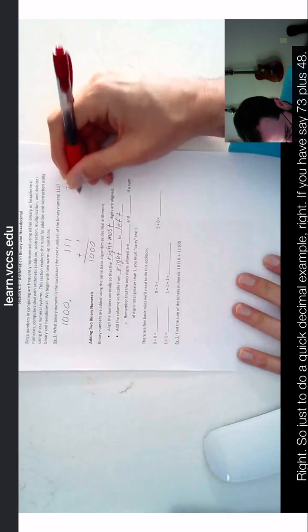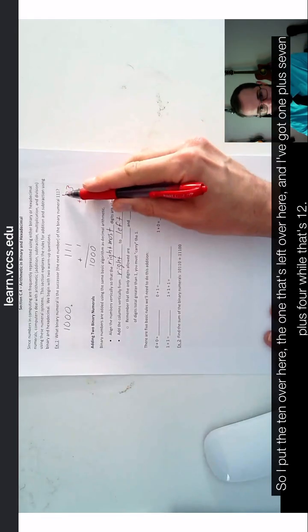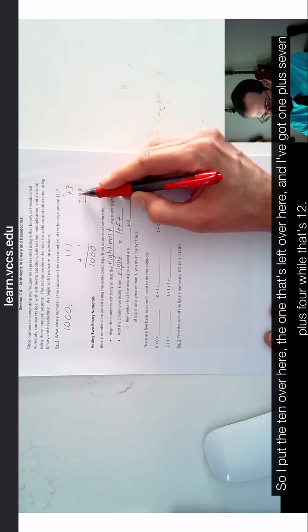Just to do a quick decimal example, if you have, say, 73 plus 48, we remember how this works. You add the 3 to the 8. Well, the problem is 3 plus 8 gets you 11. I can't write 11 in one digit, so I have to write the 1 down here, and then remember what we have to do is, quote, carry the 1, which really meant we're sort of making change. 3 plus 8 is 10 plus 1. So I put the 10 over here, the 1 that's left over here, and I've got 1 plus 7 plus 4. Well, that's 12. Again, I have to make change here because only the 2 can go right there, and then the 1 goes over there. So that principle that we learned way long ago is the exact same idea.